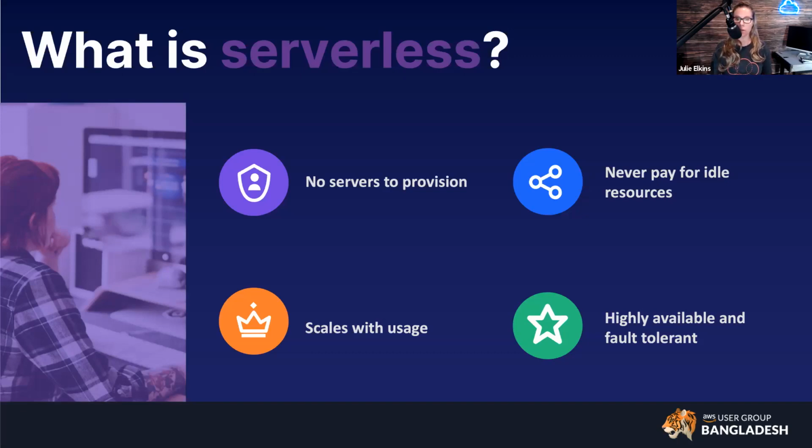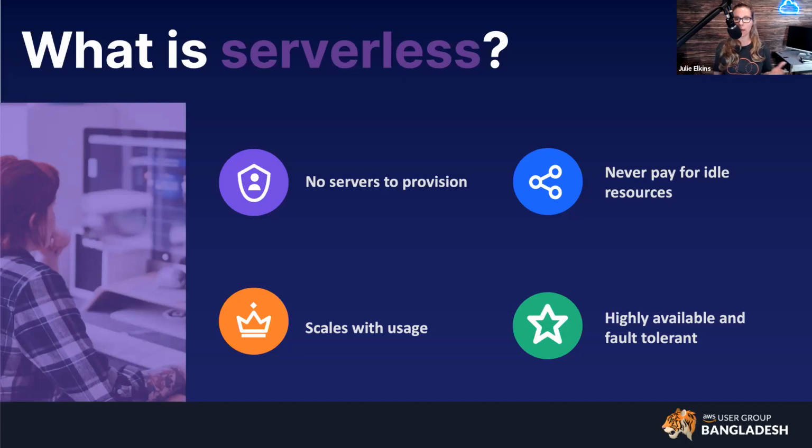And then fourth, serverless can be highly available and fault tolerant. As you may have heard, AWS has the AWS Global Network that is spread across regions. Regions contain multiple availability zones. And with Lambda and serverless, we don't have to worry about making it highly available.